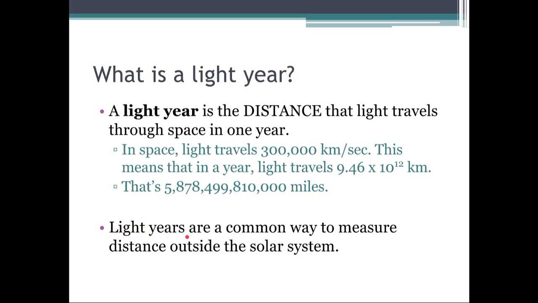So light years are a common way to measure distance outside of our solar system, right? We're not talking about distance between planets, but say the distance between our star and the next star, right? Just our next nearest neighbor. Not to mention the 399.999 billion other stars that exist in our galaxy, just within our galaxy. We would be using light years to measure that distance.